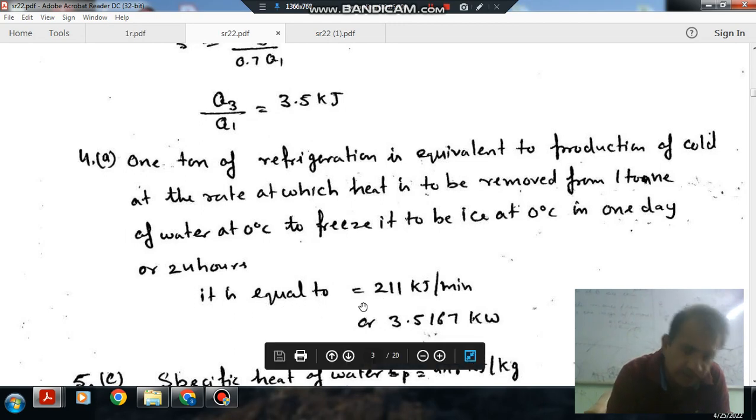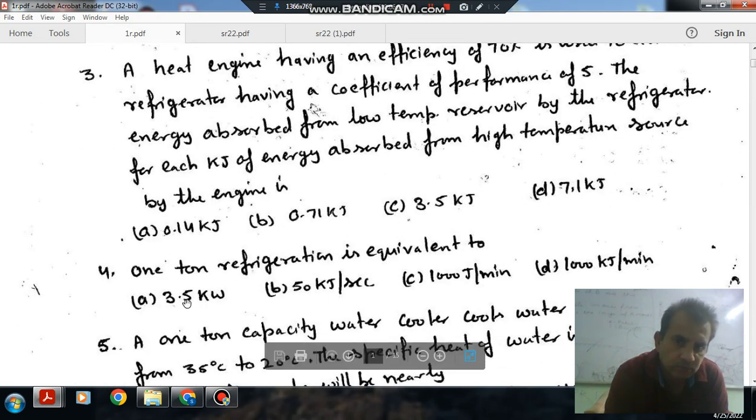By taking the heat of fusion of ice and 24 hours, we can calculate the heat. 1 ton of refrigeration is equal to 211 kilojoule per minute, or in kilowatt it is 3.5167 kilowatt. We have to remember, for further questions, that 1 ton of refrigeration is equal to 3.5 kilowatt. So the answer is option A.